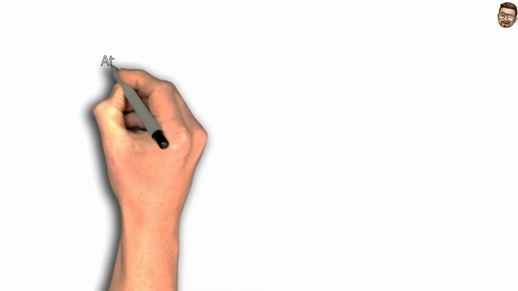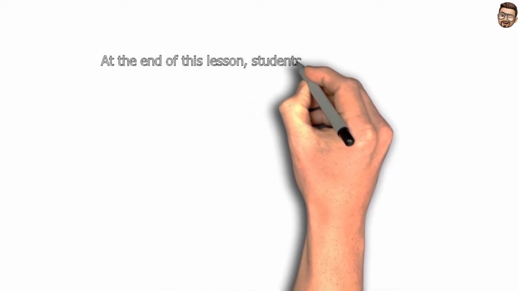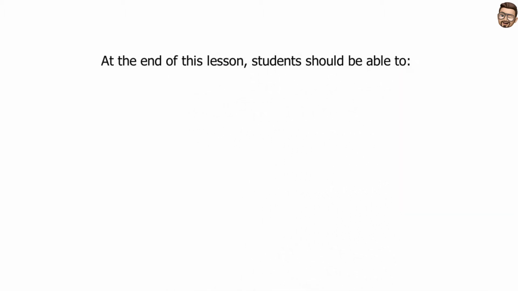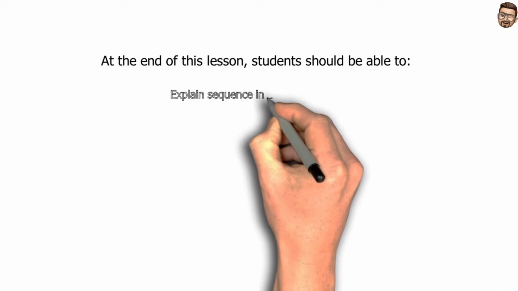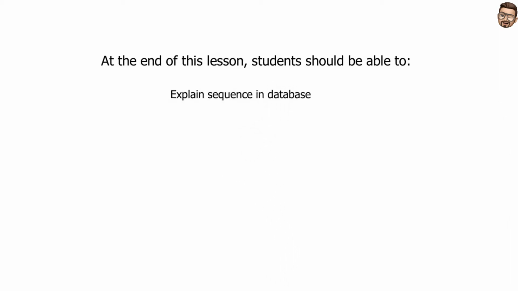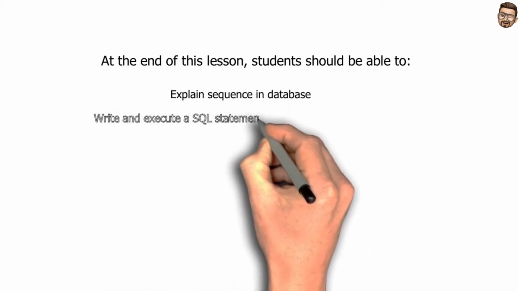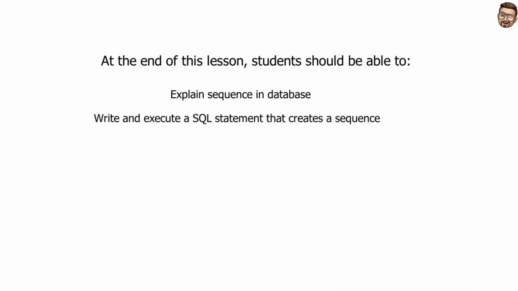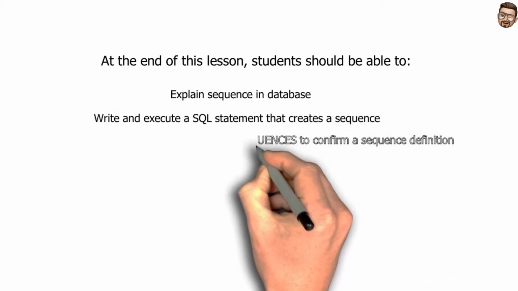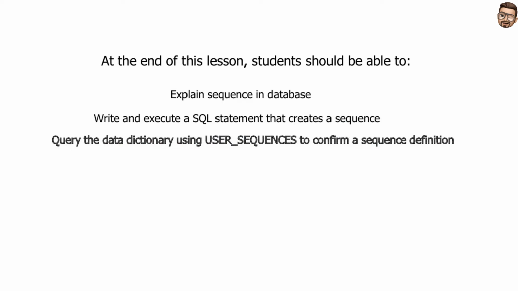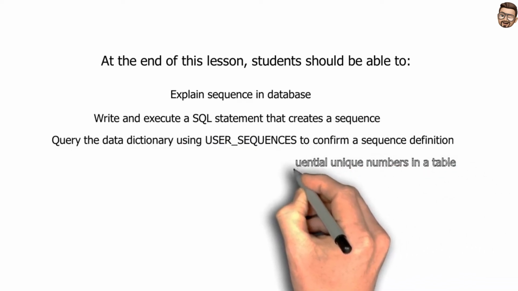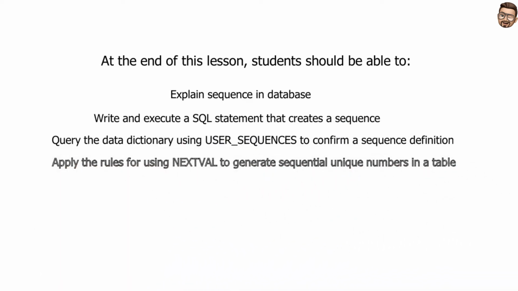At the end of this lesson, you should be able to explain sequence in database, write and execute SQL statement that creates a sequence, query the data dictionary using user sequences to confirm a sequence definition, and apply the rules for using NEXTVAL and CURRVAL to generate sequential unique numbers in a table.